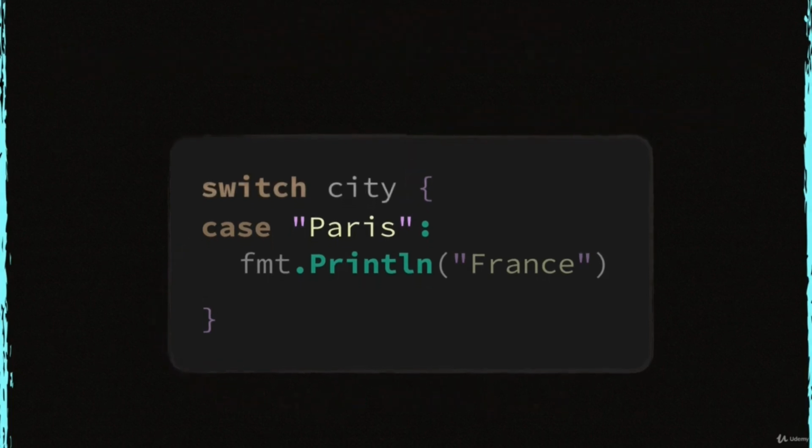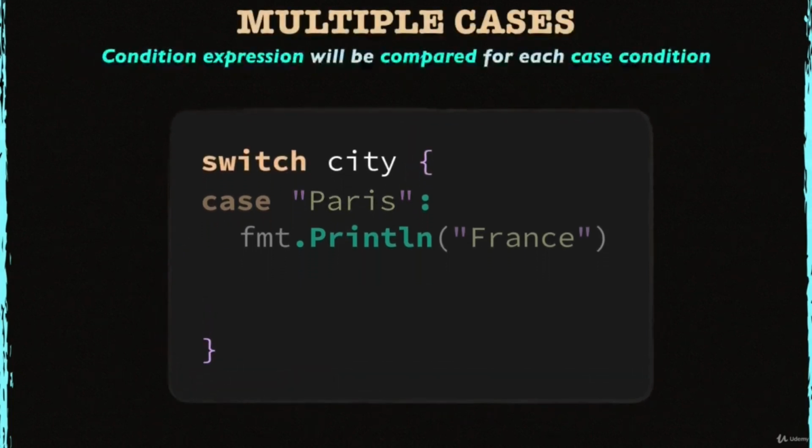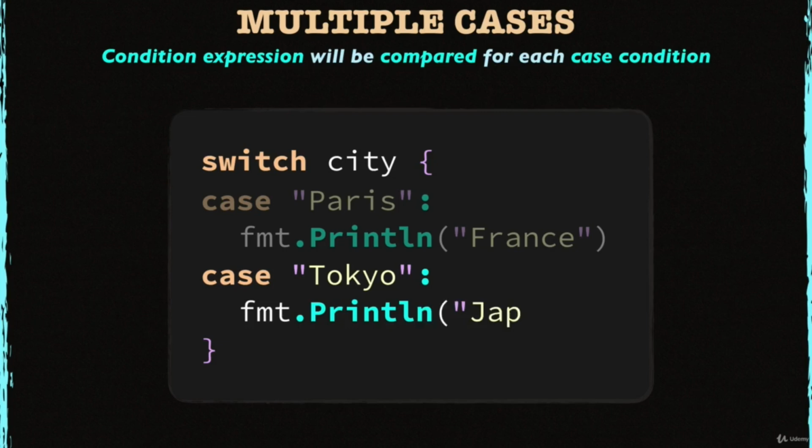By the way, of course you can also add more cases to a switch statement. Now as an example, let's add another city. For example, Tokyo. Although it's a district, let's call it a city here, okay? So all I need to do is add another case clause like this. Then I'm going to print its country as Japan.